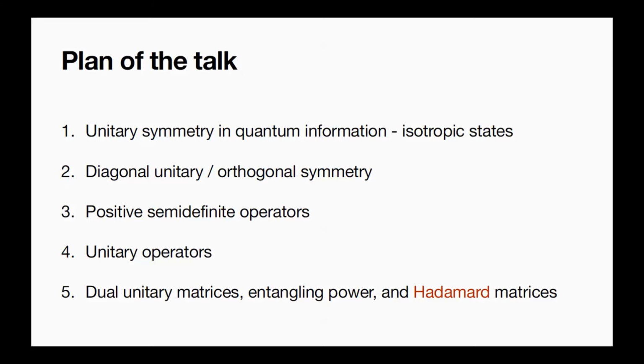The first one are positive semi-definite matrices. As you might know, this notion of positivity plays a fundamental role in quantum theory. And the second one are unitary operators, which are the evolution operators in the quantum world. And here, Hadamard matrices will make a guest appearance, and I will discuss them in relation to these objects, which are called dual unitary matrices.